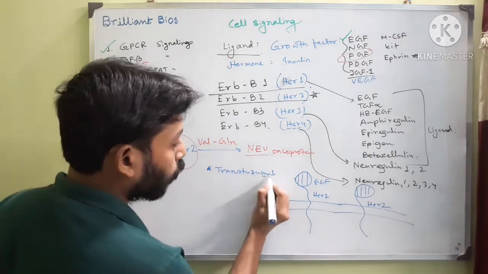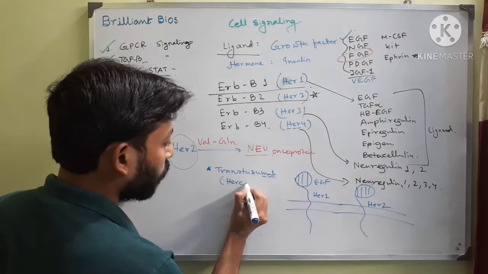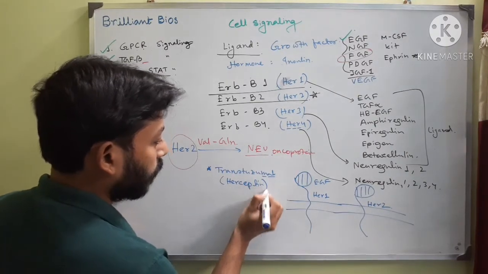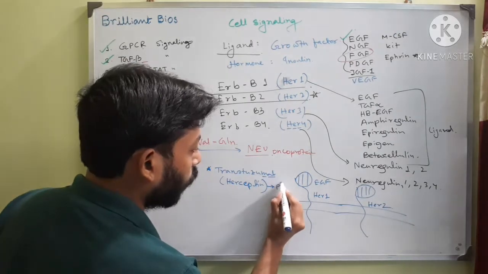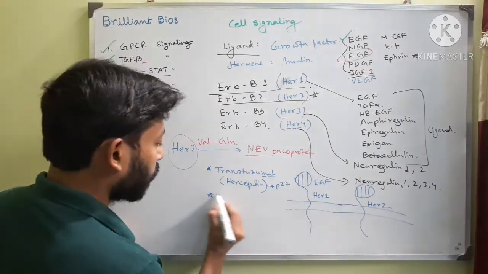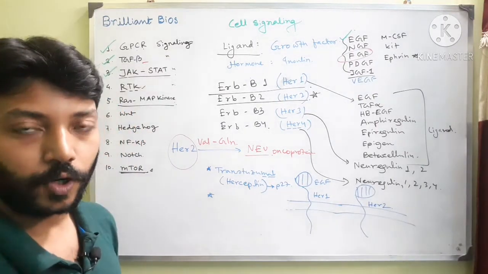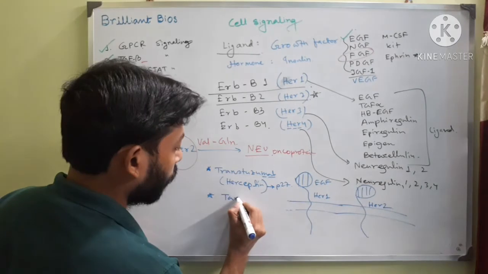This is actually a monoclonal antibody, also known as Herceptin, a very famous antibody. Herceptin binds with the neu protein and activates a protein called p27 that inhibits the cell cycle. Another medication prescribed for HER2 breast cancer patients is called tamoxifen.